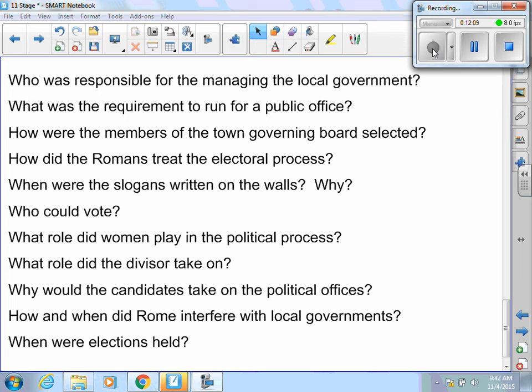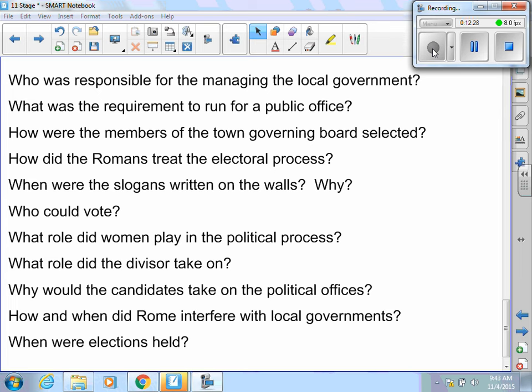What role did the divisor take on? He was the advisor of the candidate. They could go out and act on his behalf. They would distribute the bribes. They would make sure that the scripters were getting their slogans on the walls, etc.